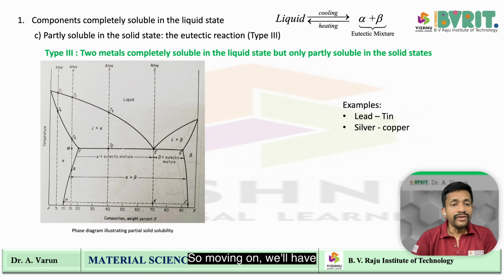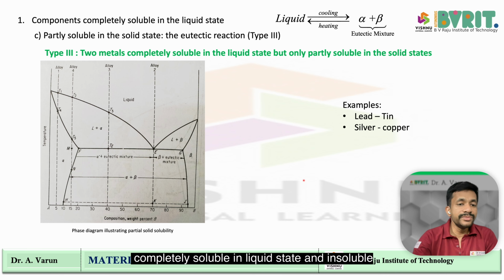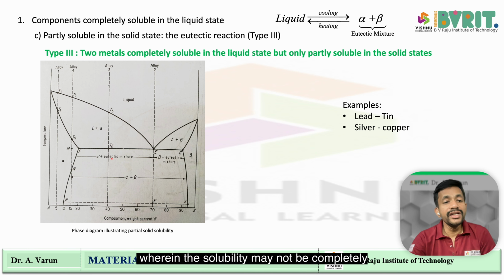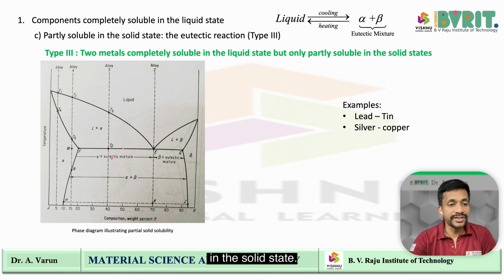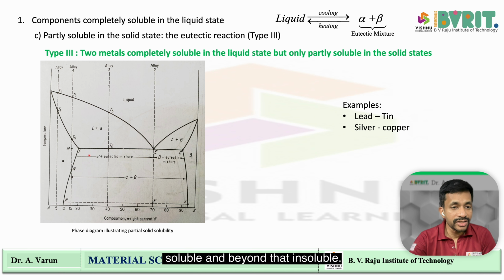So moving on, we'll have another thing which is a partial eutectic. In the previous case, we have seen that it is completely soluble in liquid state and insoluble in the solid state. But there can be a possibility wherein the solubility may not be complete in the solid state. There may be a composition up to which it is completely soluble, and beyond that insoluble. Similar is the case on the other side.